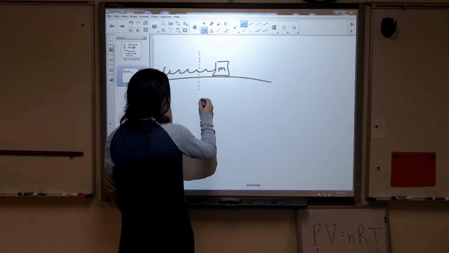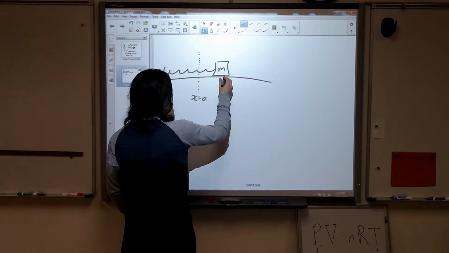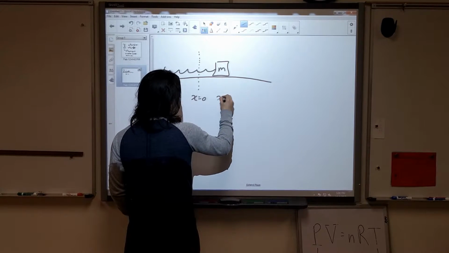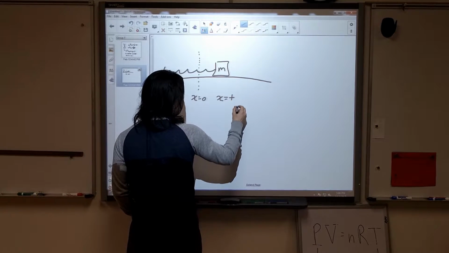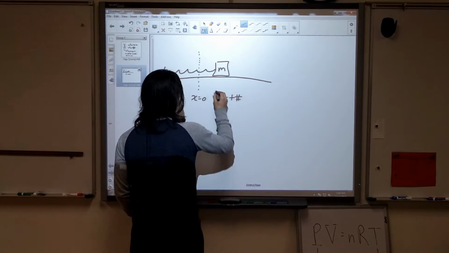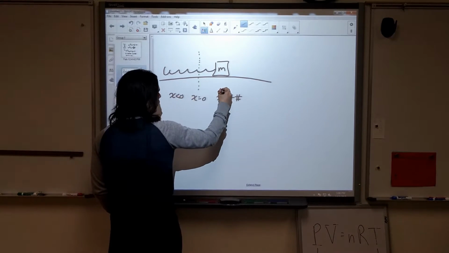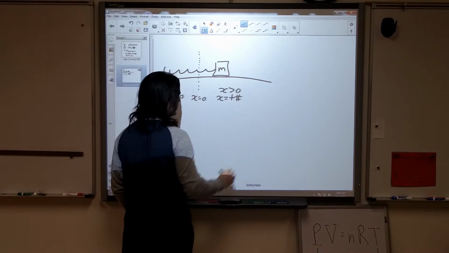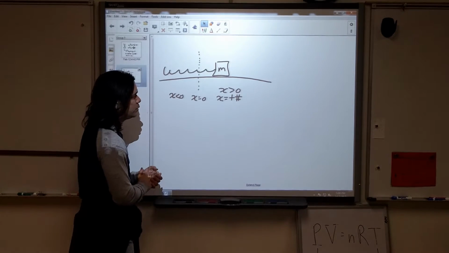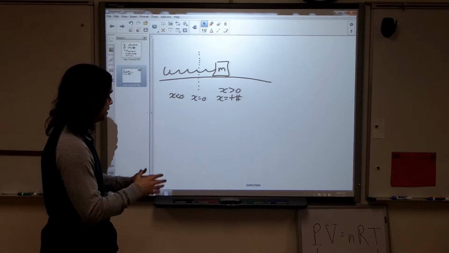All right. Let's say that this is x equals 0, and over here we are at x equals some positive number. Over here we would have x is less than 0. Over here we have x is greater than 0. You'll see why that becomes important here in a little bit.